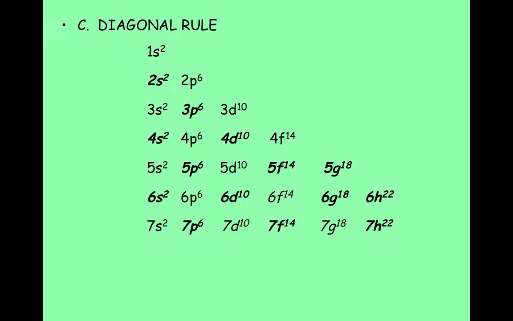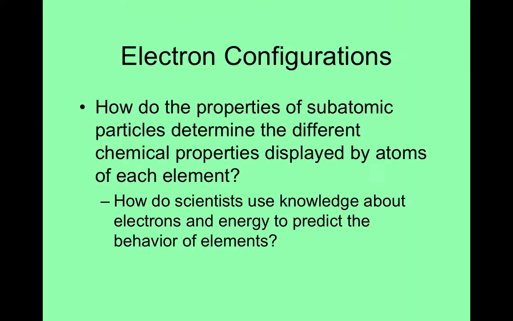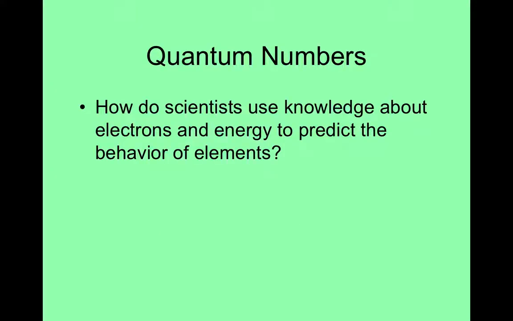There's this diagonal rule here, which I don't love, but the way that it works is you can draw a diagonal line going from the top right to the left. And if you go by row, I'll show this in class, you would have the 1s2, and then you would have the 2s2 before you get to 2p6, 3s2, and you keep drawing those lines diagonally, and it tells you the order.